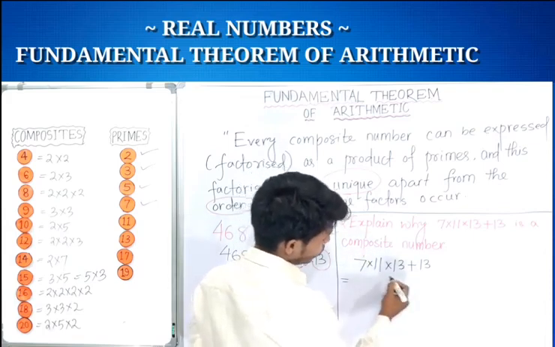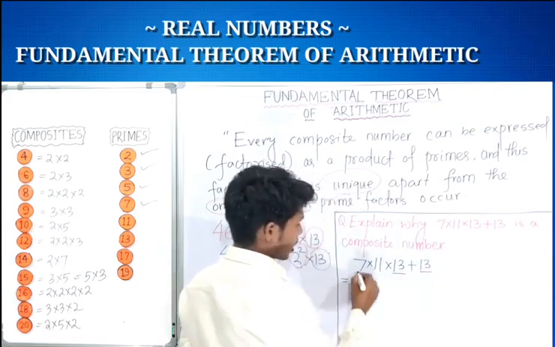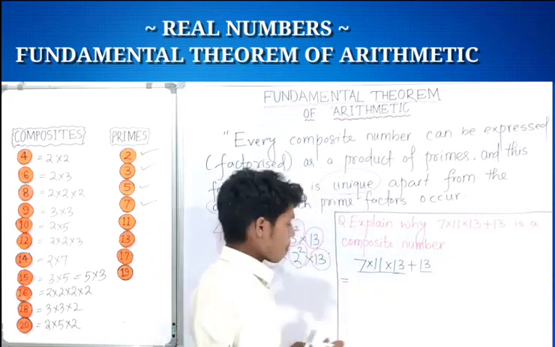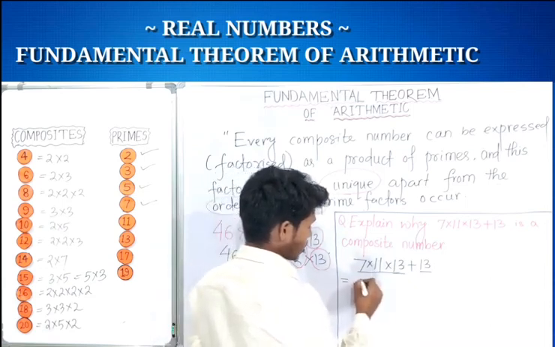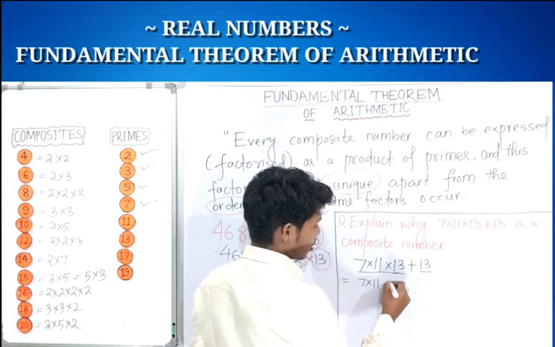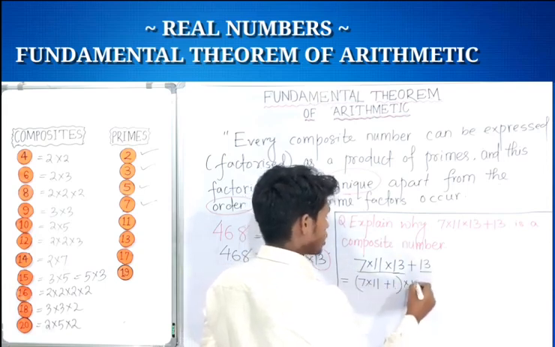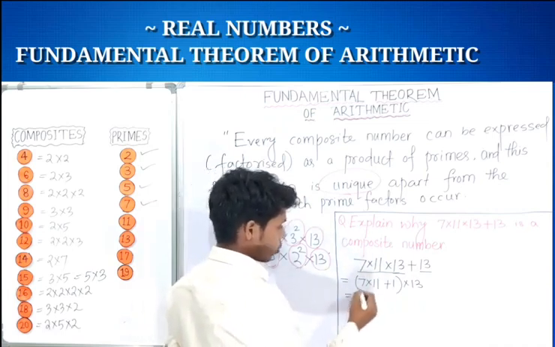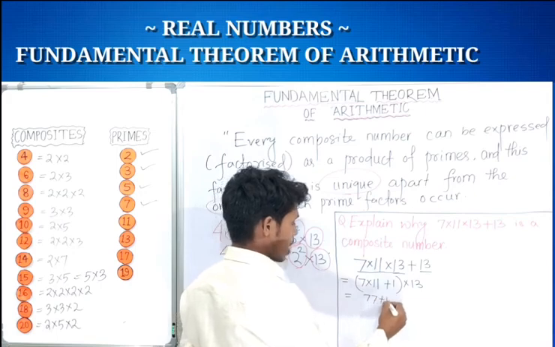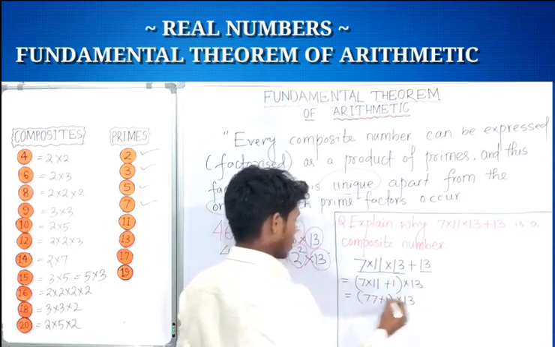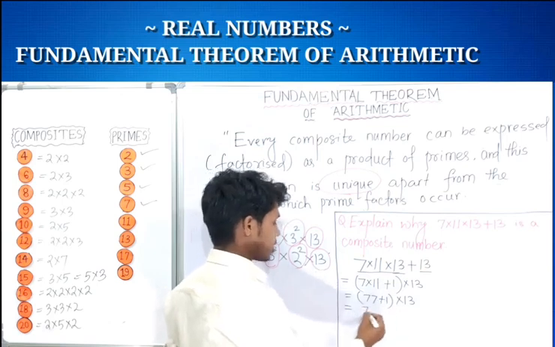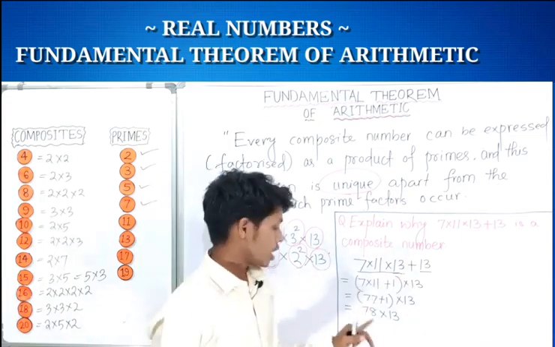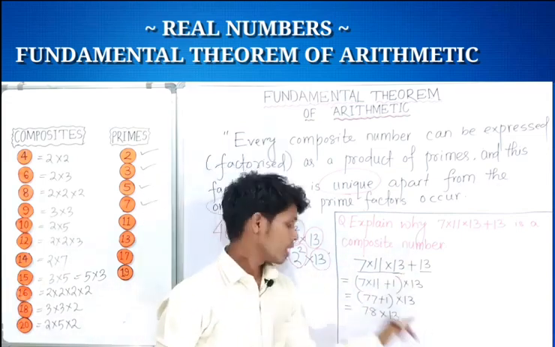We can see there are two terms: basically 7 into 11 into 13 is one term and 13 is another term. So we can take 13 common. We will get 7 into 11 left, plus 1, whole into 13. I just took 13 common from both the terms. Now let's solve this bracket. 7 into 11 is 77, plus 1, multiplied by 13. Next, 77 plus 1 is 78, multiplied by 13. Now we have succeeded in eliminating the plus sign. We got 78 multiplied by 13.